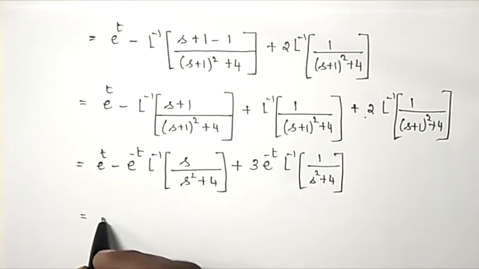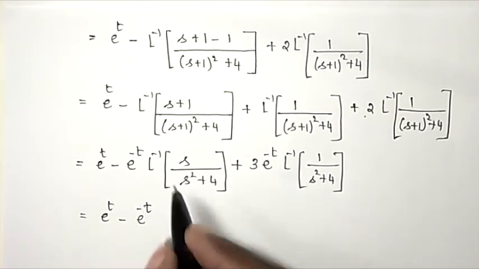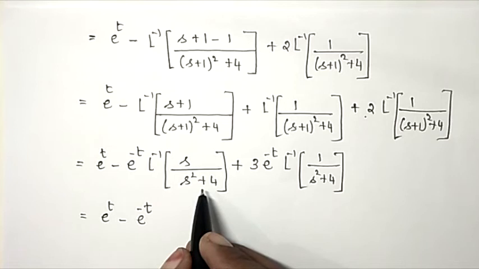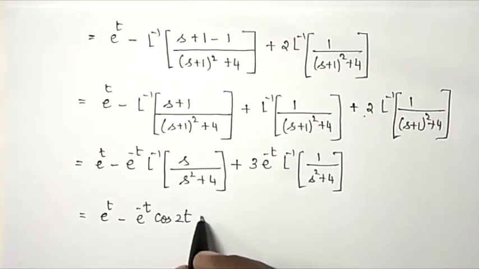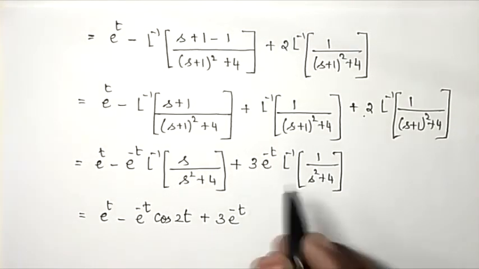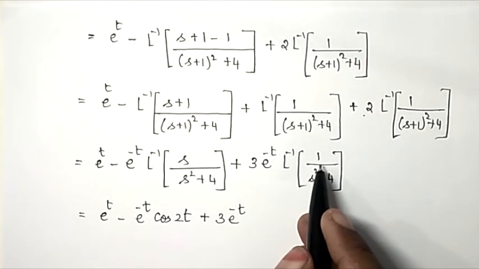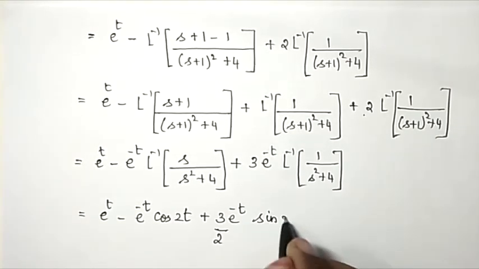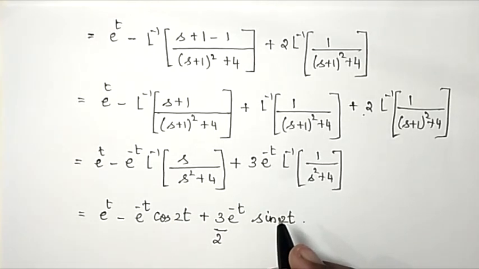The next step: e power t minus e power minus t times s by (s square plus a square). Here a takes the value 2, so this gives cos 2t, plus 3 times e power minus t times a by (s square plus a square). Here that a is not there, so I need to divide that by a, where a is 2, and this is sine 2t. So this completes the fourth problem.